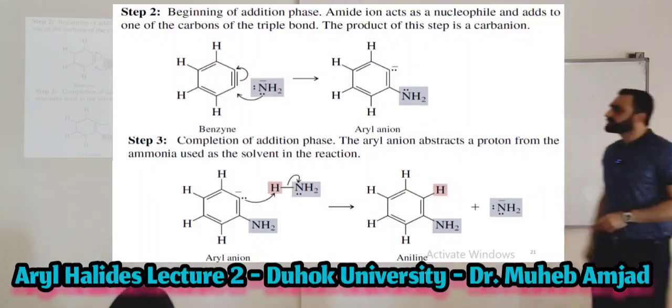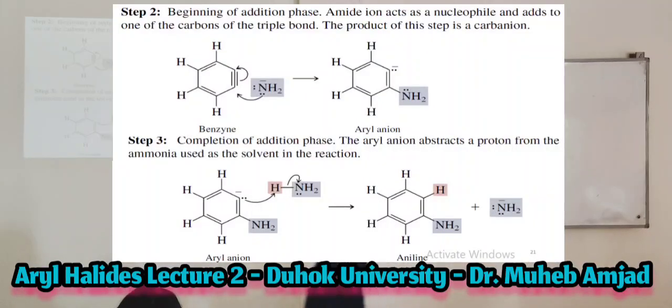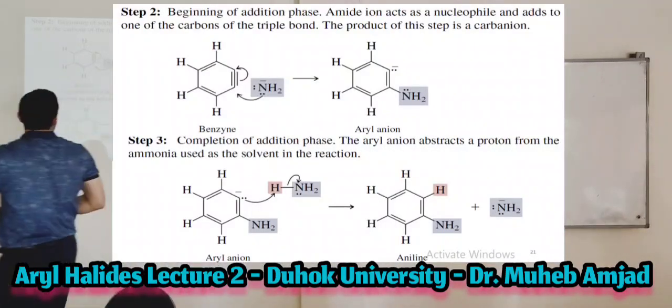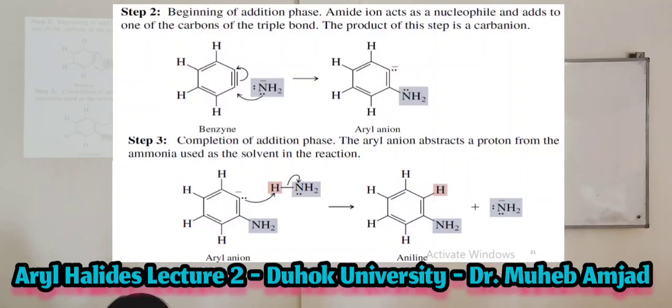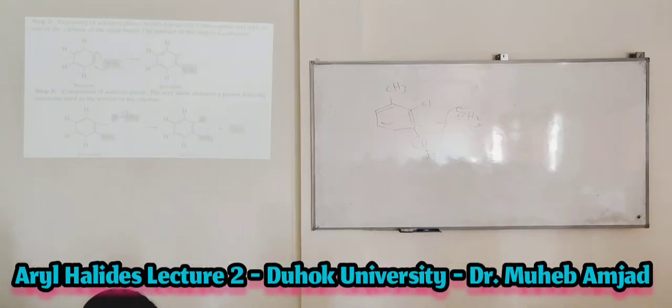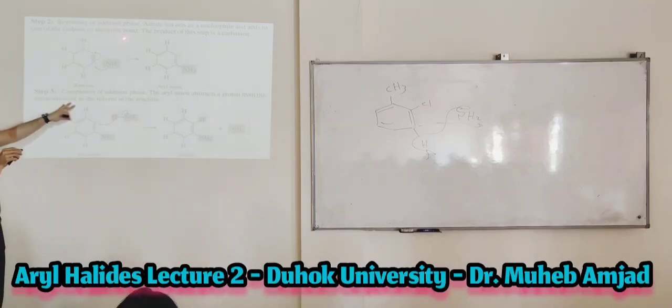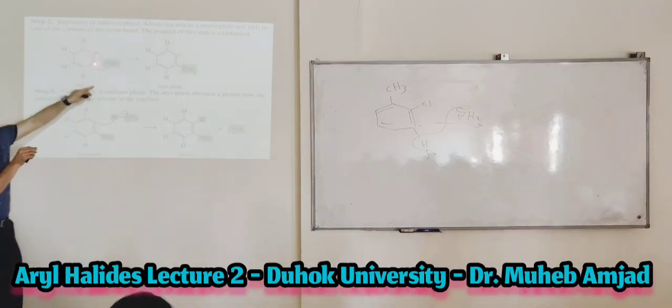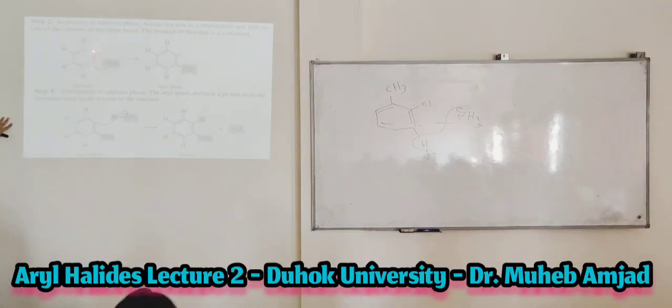Now, beginning of the addition phase, we go to stage number 2, the addition. Elimination gives you benzyne, and here the addition. The amide ion acts as a nucleophile and adds to one of the carbons of the triple bond. Now this is the triple bond. How many carbons do we have? This carbon and this carbon. That means NH2 will attack this carbon or this carbon.